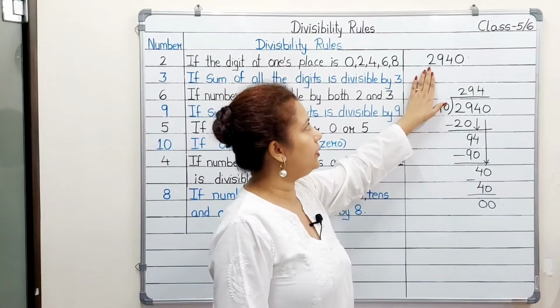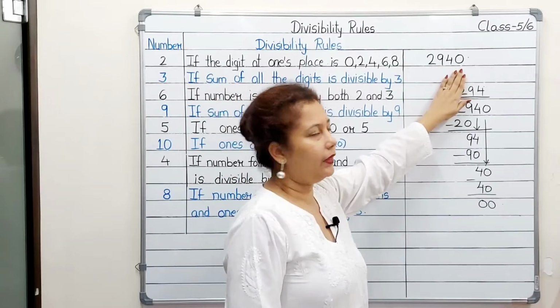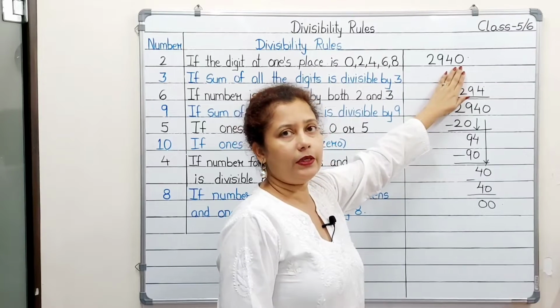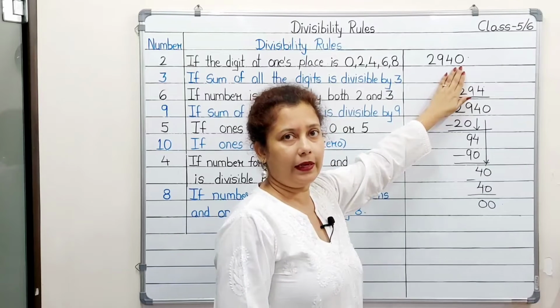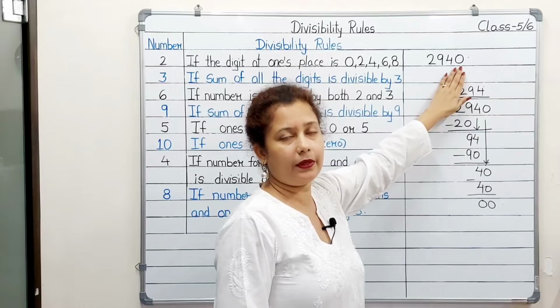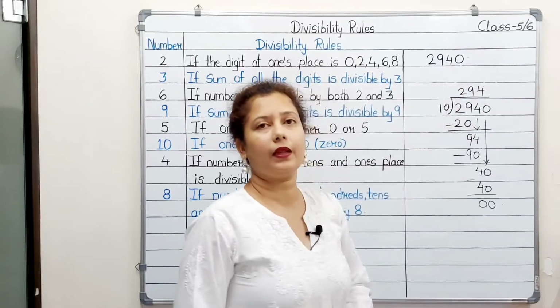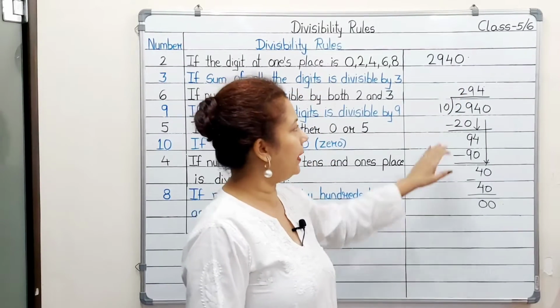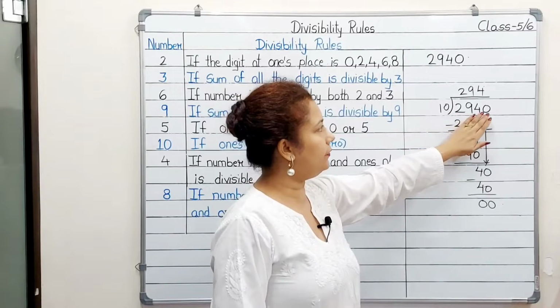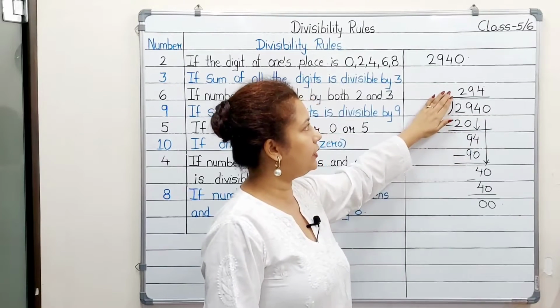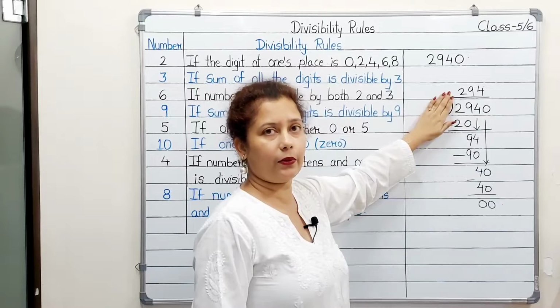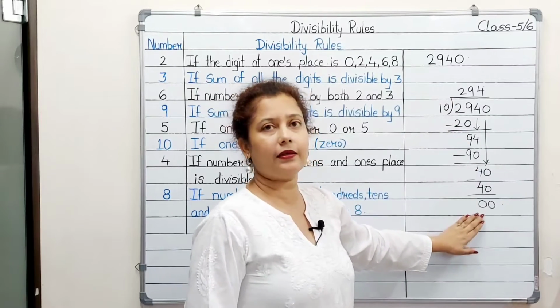For example, 2940. Here 0 is present at its ones place. So this number is divisible by 10. If we actually divide 2940 by 10, we get 294 as the quotient and 0 as the remainder.